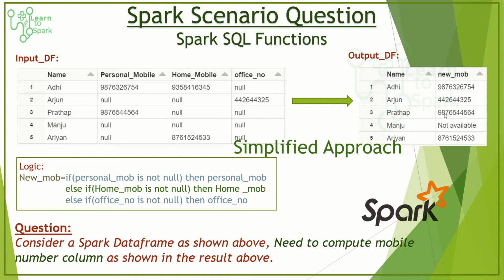And the logic that we need to implement is to check whether the personal mobile number is null or not. If it is not null, then take the personal mobile number as the new mobile number. Else, if the personal mobile number is null, then go for the next one, home mobile number, and check whether it is null or not. If the home mobile number is not null, then pick it as the new mobile number. Else, if it is null, then again go for the office number and check whether it is null or not. If it is not null, then take the office number, and if it is null, then display not available. So that's what our requirement here is.